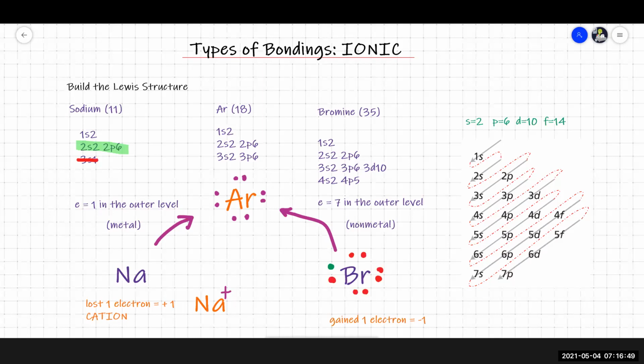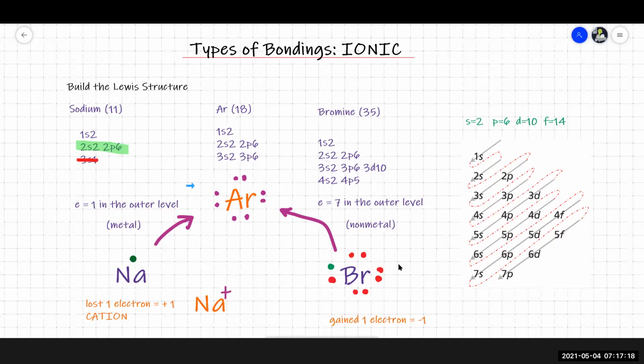Sodium has one dot, right? One electron in the outermost level, which means one dot. So I'm going to put it here. That's the Lewis structure for sodium. Then I say, okay, let's do one for argon. It should look something like this.